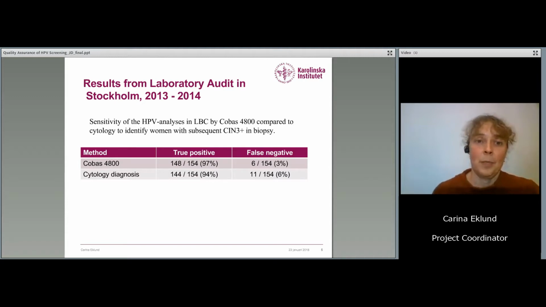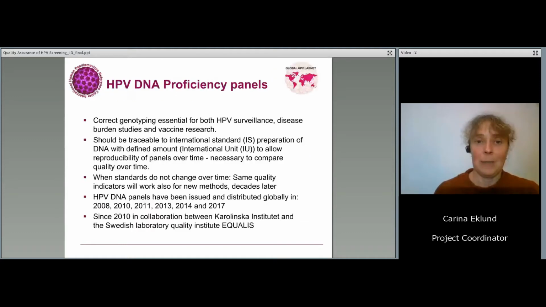This shows that it's important to perform a laboratory audit to see that your HPV test is working. If you don't get a good result in the audit, you have to consider taking measures to do better HPV testing.